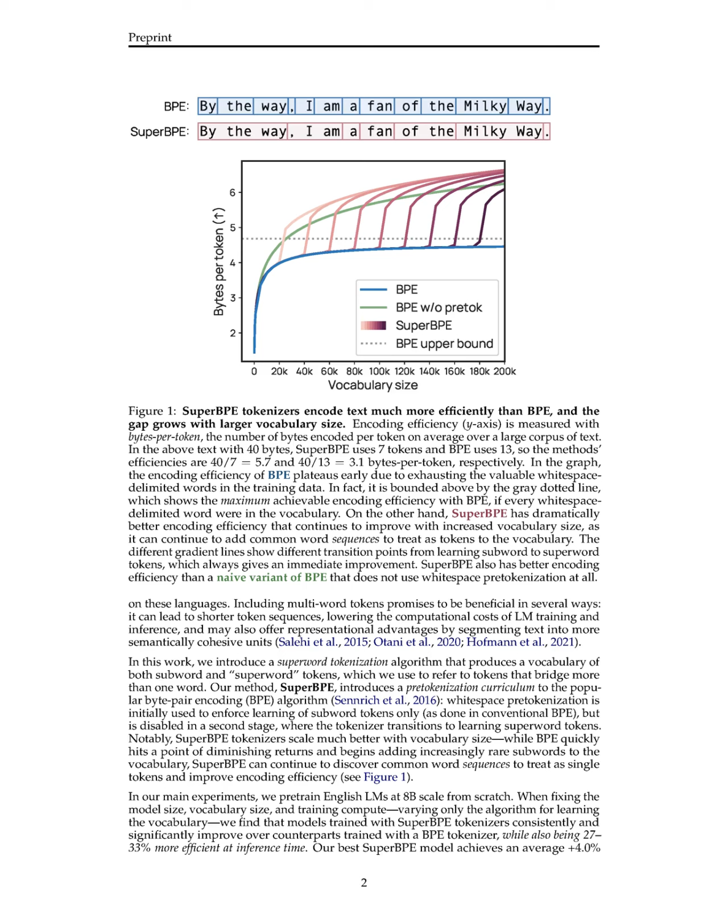In the second phase, the algorithm disables whitespace pre-tokenization, allowing the tokenizer to learn superword tokens that bridge across whitespace, thus enabling the combination of subword tokens into more semantically cohesive units. This two-stage process not only improves the vocabulary's encoding efficiency, but also allows for the discovery of common multi-word expressions, resulting in a more effective language model overall.